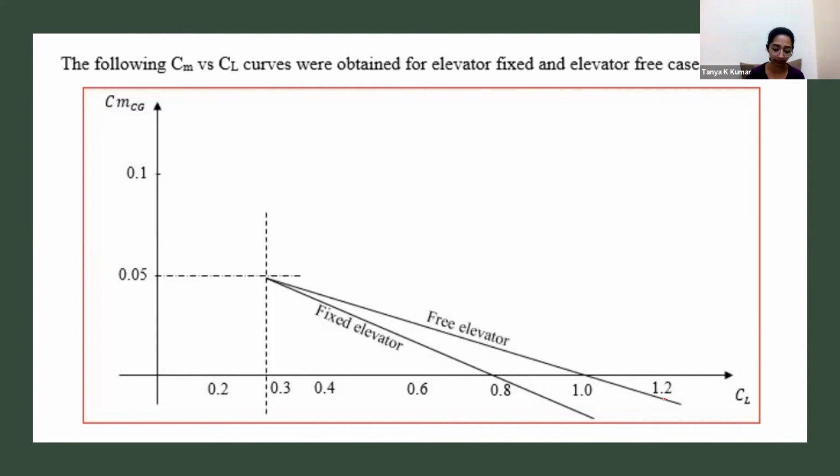On this graph, you can see this graph is CM versus CL. So the slope that we had discussed before, we see that, sorry, the slope of the stick fixed case is more than the stick free case. What does this mean? More slope means more stable. So stick fixed case is more stable than the stick free case. Okay. So this slope is more than this slope. This is also analogous to what we've seen before.